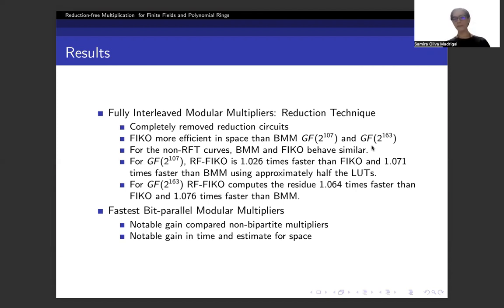RF-FIKO is slightly faster than FIKO and BMM at approximately half the loop count for the GF2 to the 107 curve, and a little bit faster for 2 to the 163 compared to FIKO and BMM. And now, in comparison with the fastest parallel modular multipliers in general, there are notable savings with respect to space complexity, and similar results theoretically for the time.